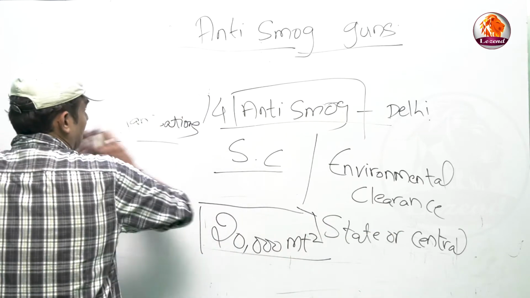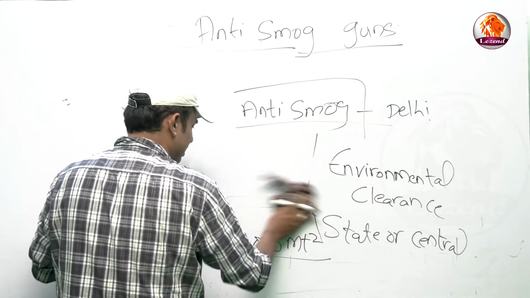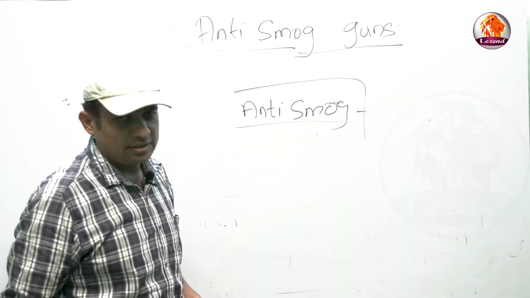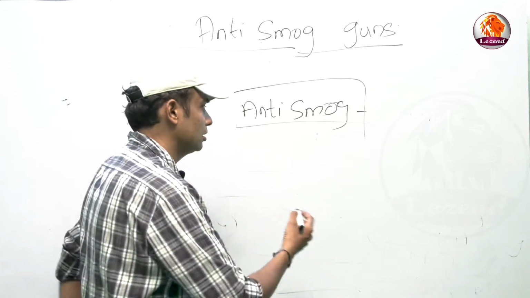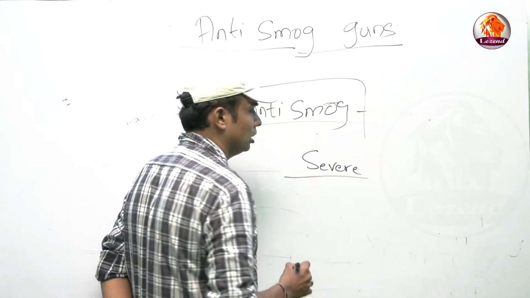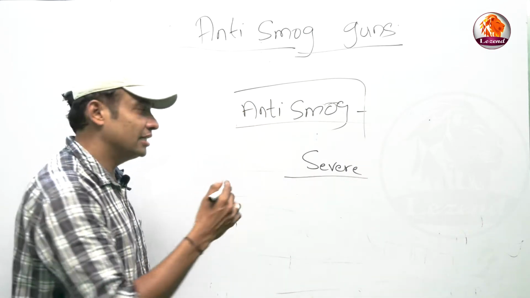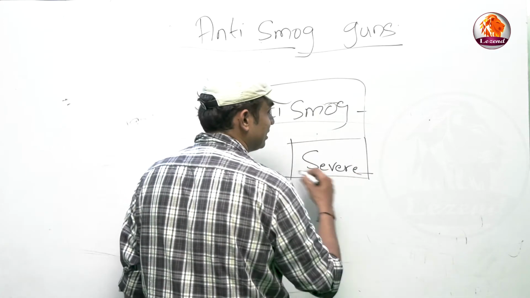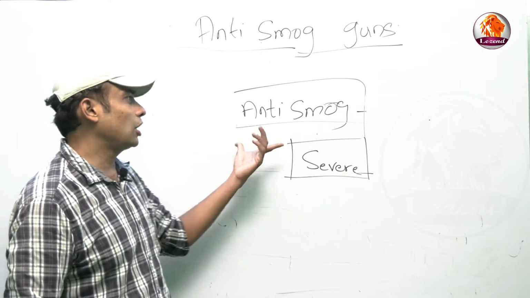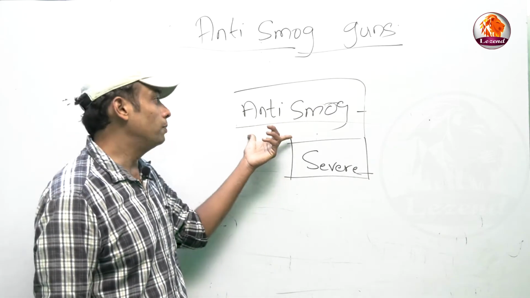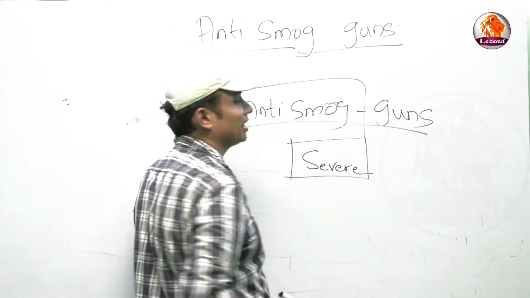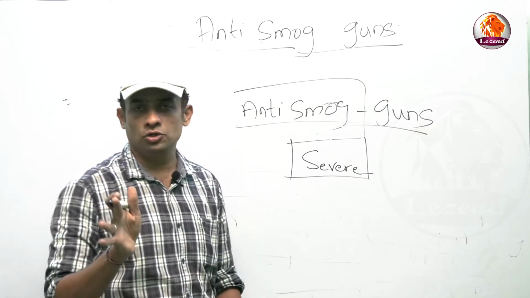Okay, now let us try to understand what this anti-smog gun is and how it works. We know that the pollution levels in Delhi are severe. Since last October, the pollution range of Delhi has been in the severe category, which is very alarming and hazardous. So the government of Delhi has decided to bring in anti-smog guns to reduce this pollution.